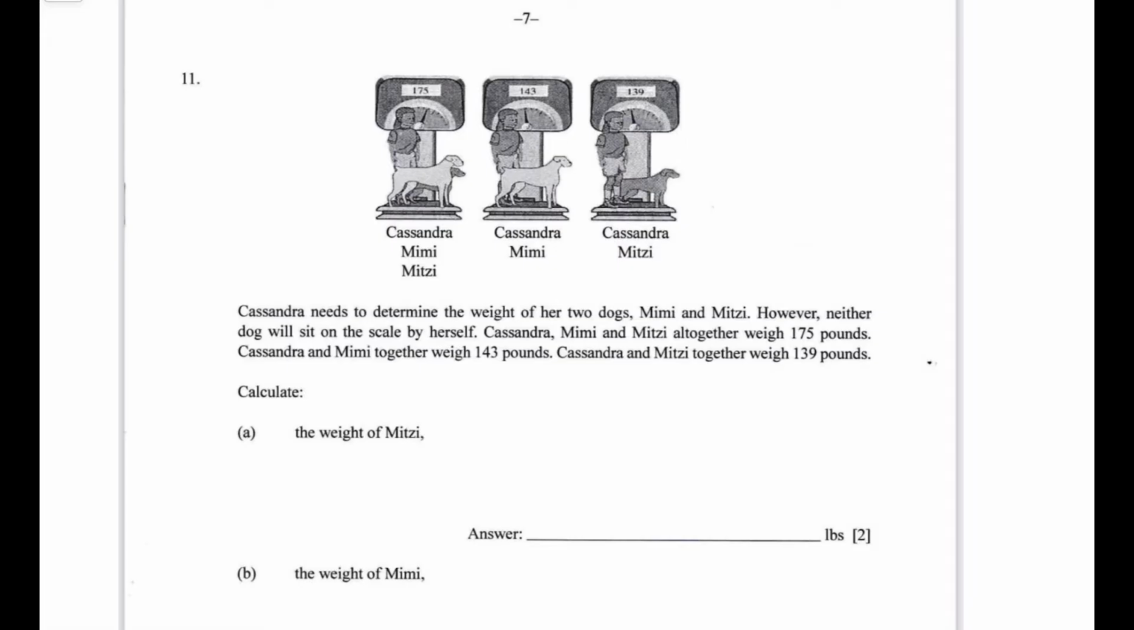So if we have the weight for Cassandra, Mimi, and Mitzi here, and then we have the weight of Cassandra and Mimi here, if we subtract Cassandra and Mimi from this weight, then we would be left with just the weight of Mitzi. So that's 175 minus 143. That's equal to 32. So then the weight of Mitzi is 32 pounds.